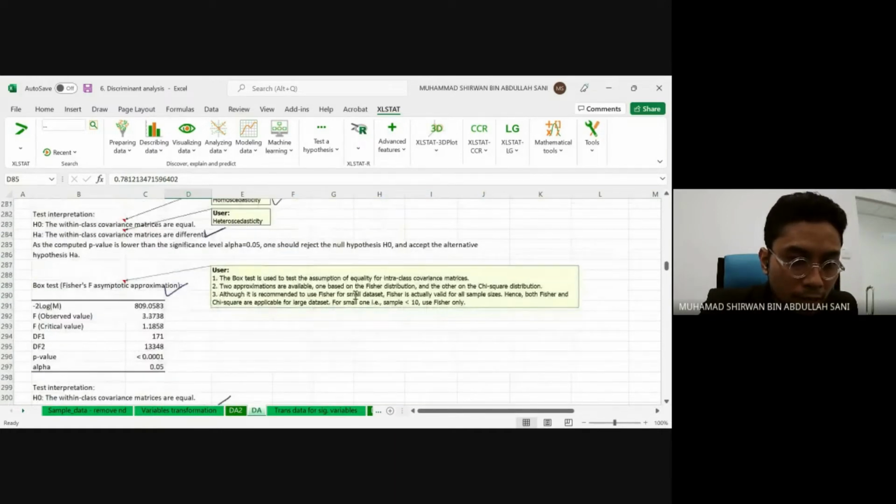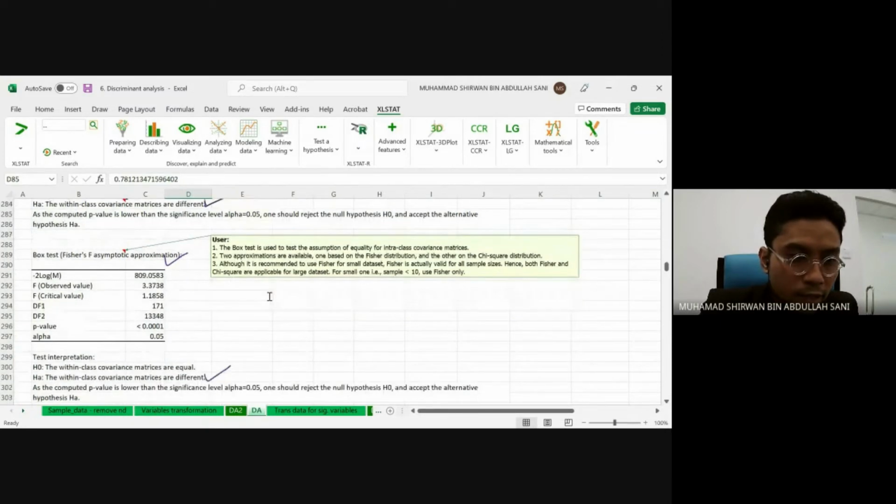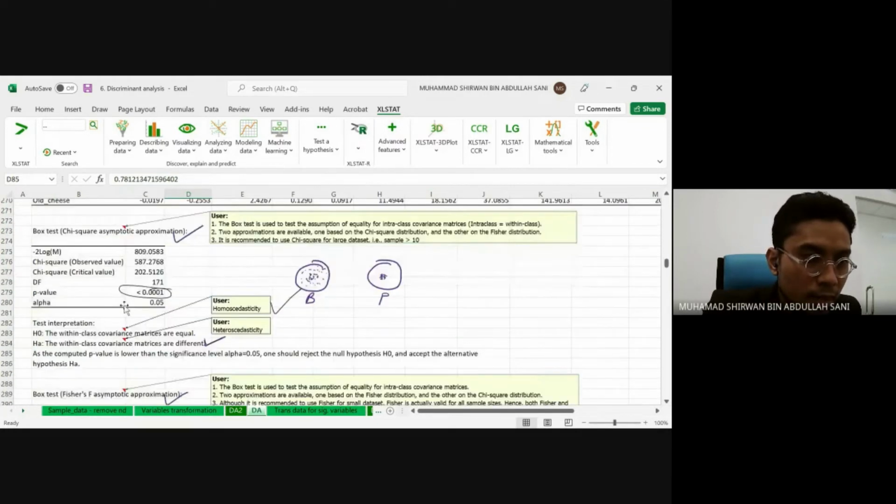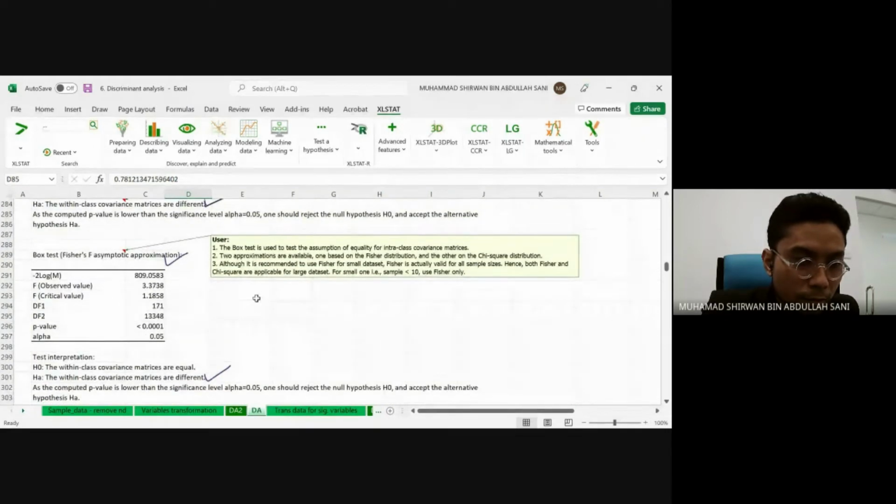Two approximations are available, one based on the Fisher distribution and the other on the chi-square distribution. Although it is recommended to use Fisher for a small data set, less than 10, Fisher is actually valid for all sample sizes. Hence, both Fisher and chi-square are applicable for large data sets. For a small data set, for example less than 10, we can use the Fisher asymptotic distribution. So now we can use either.